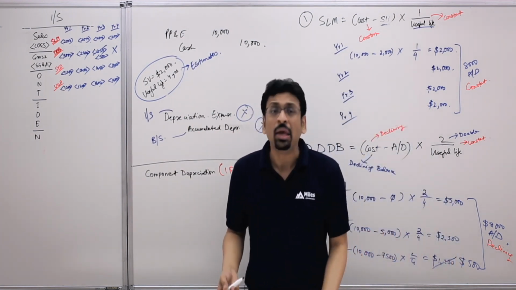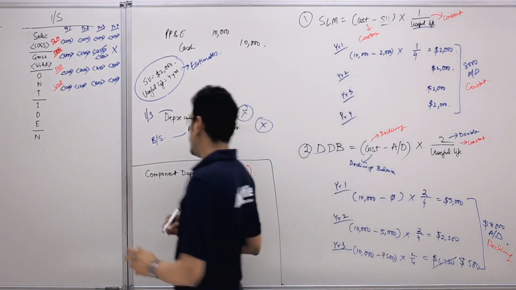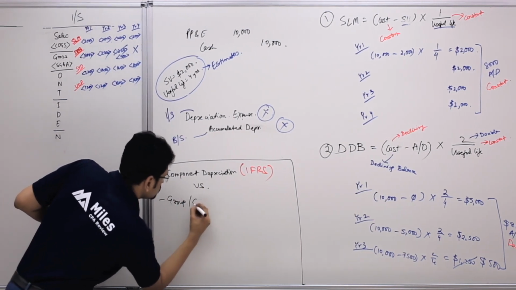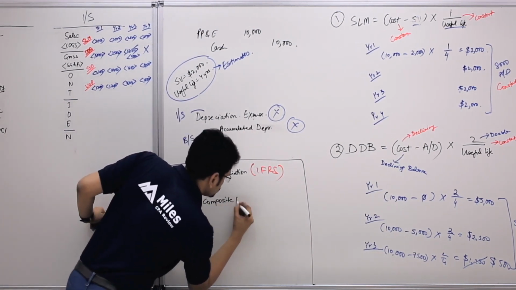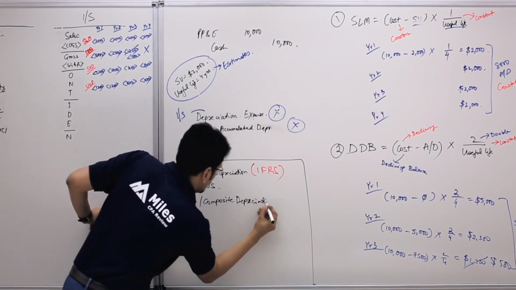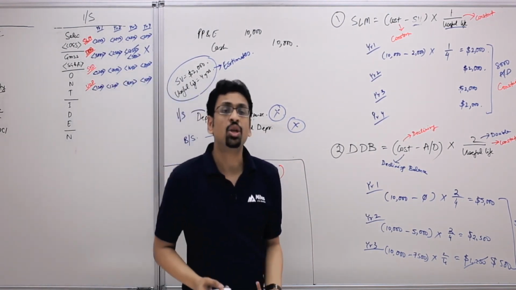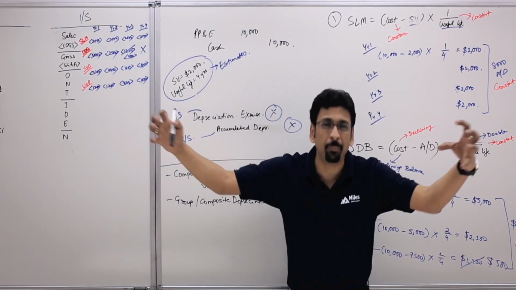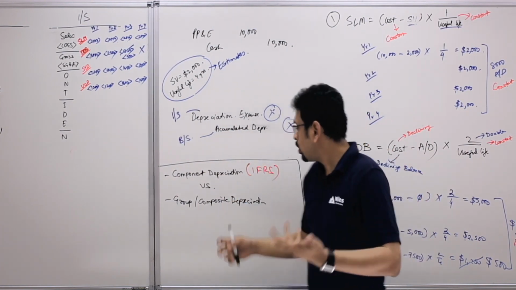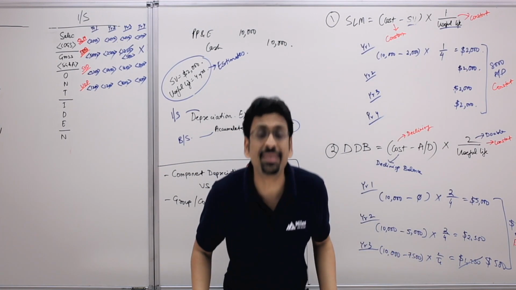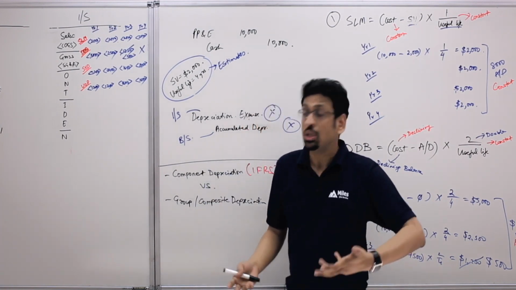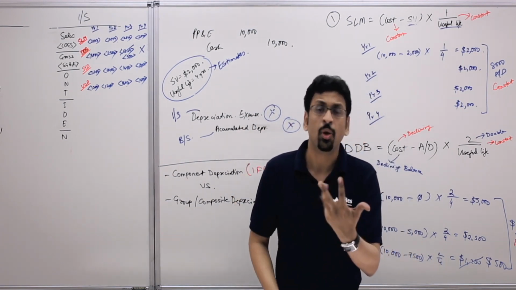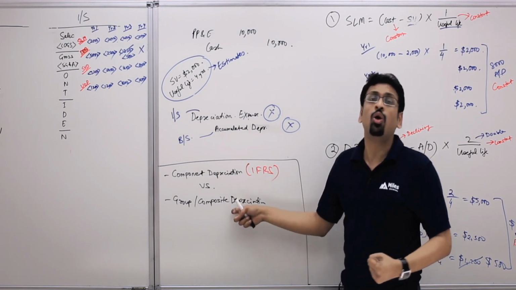Now, under GAAP, you could also use group or composite depreciation. Group depreciation is for a collection of similar assets. Let's say we have a fleet of delivery vans. That's a group. We can put it all together, depreciate it together. Composite, again, is a collection of dissimilar assets with different useful lives. So let's say we have a building which has furniture and electrical installations. We can put all that together and do composite depreciation.